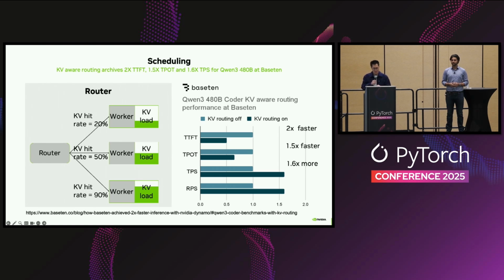We implemented a cost function that uses both KV cache hit rate and load to route the request for better performance. So using this KV-aware router from Dynamo, Baseten was able to achieve an incredible boost in terms of both latency and throughput. The recent blog post highlighted 2 times faster time to first token, 1.5 times faster time per output token, and 1.6x more throughput when serving Qwen3 480B Coder. This is one way that Dynamo delivers system-level optimization in addition to performance from inference engines.